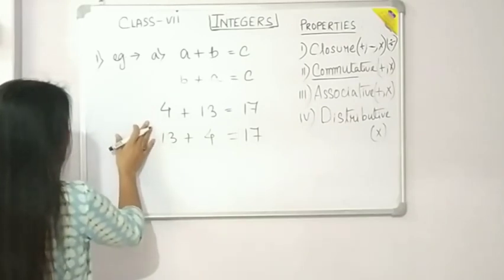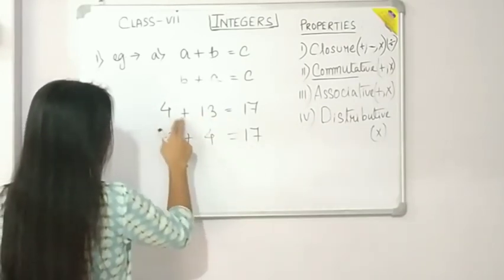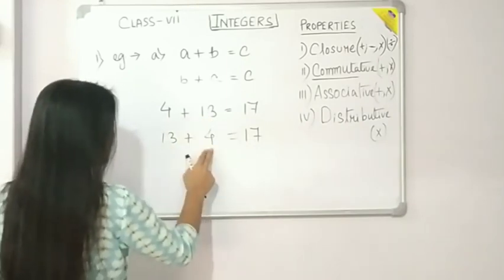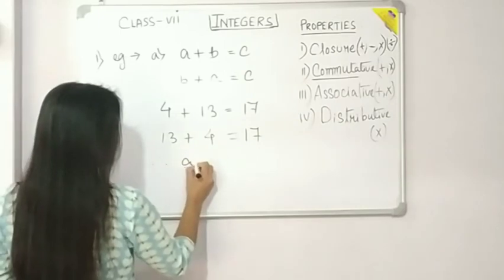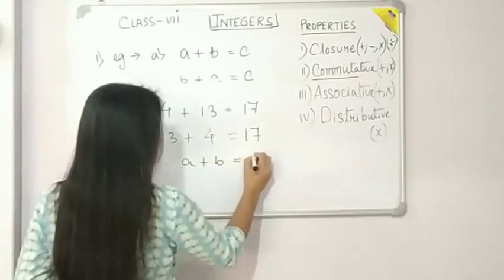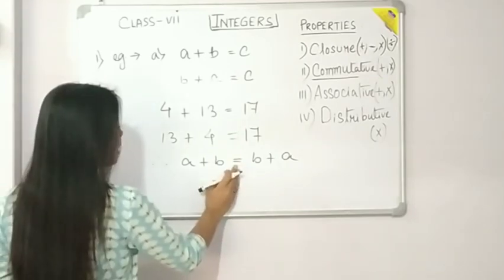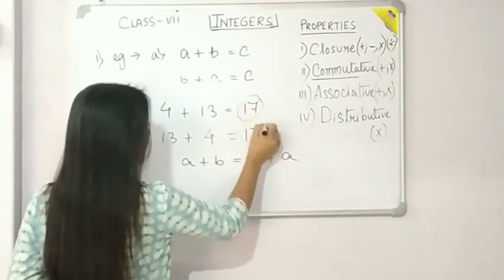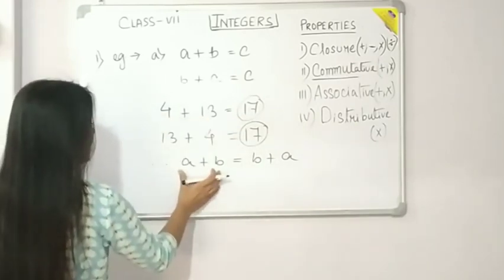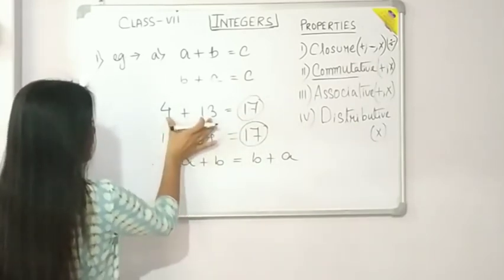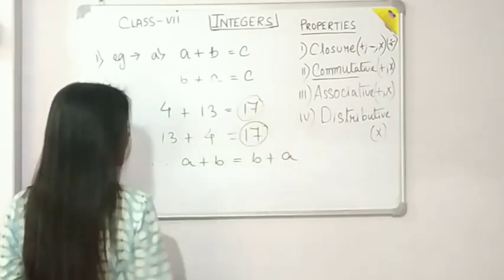So what does the commutative property say for addition? Any two integers can be added in any order. Either it can be a plus b or it can be b plus a. The answer will always remain the same. So we can say a plus b equals b plus a. Why have we written equals here? Because the answer is coming the same. Whenever the answer comes the same, then what do we say? We say that a plus b equals b plus a, as our answer is the same.